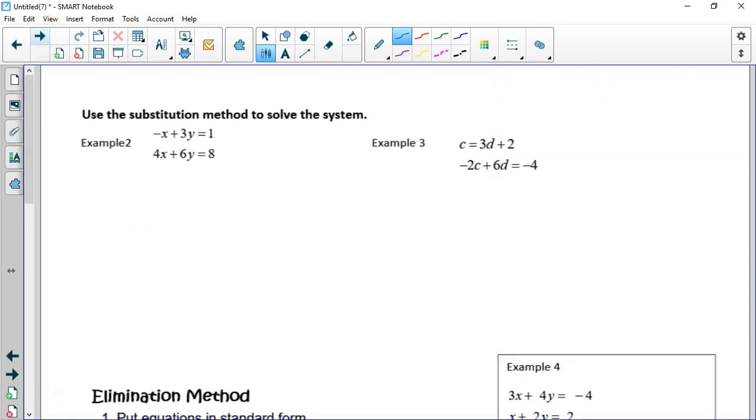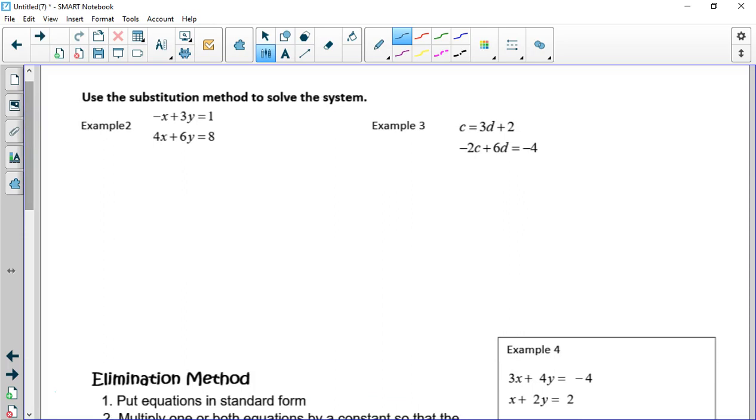So we're going to do that for this one. Right now we're going to do a couple practice problems. So looking at example 2, our easiest one is going to be, I believe, right here. Now, it's not ready yet because the x does have a -1 in front of it. So we're going to divide everything by -1 and get x minus 3y equals -1. That should be a y.